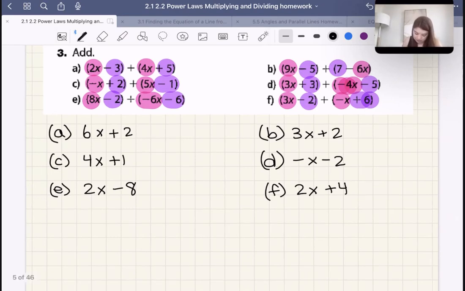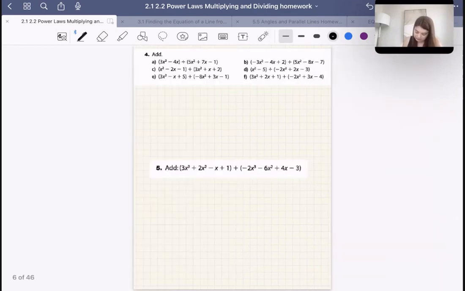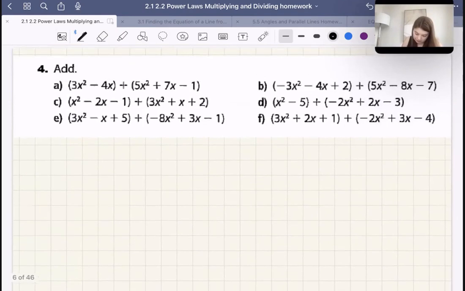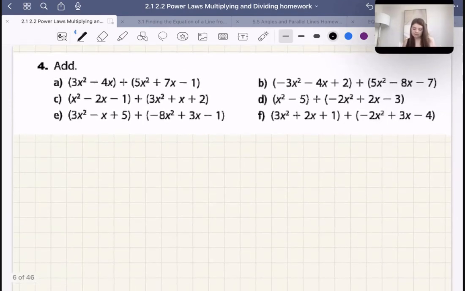All right, so let's move on to the next one, which is 4. So this one we're going to have different numbers of sets of like terms. So let's start with A, and let's start with identifying the like terms. Well, the first term I see here is a term with x squared in it. Are there any other terms with x squared? Yes, there is. There's 5x squared as well.